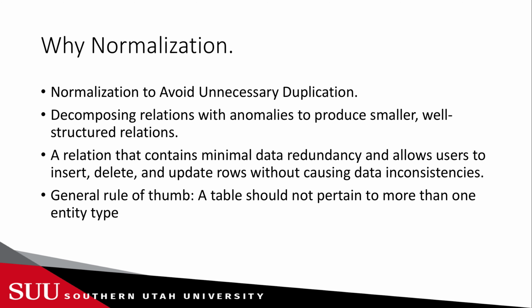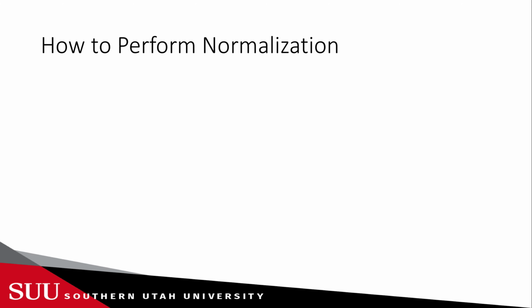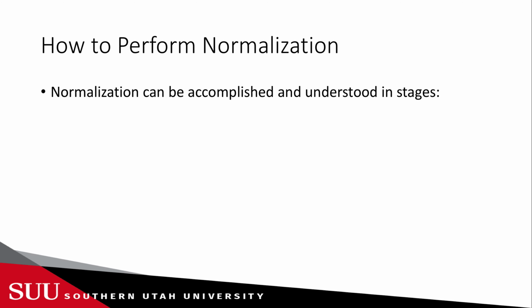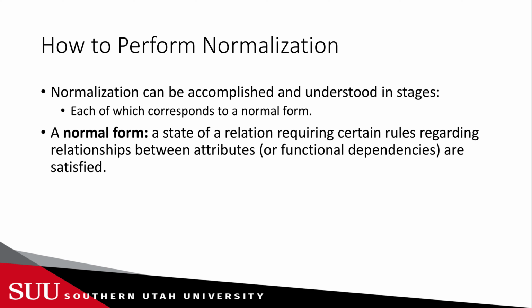So we've talked about normalization and why do we need it and why is it useful. How do we perform normalization? Now, it will be done in stages, and each of them will correspond to what we call a normal form. A normal form is a state of a relation or a table that requires certain rules regarding the relationships between the attributes or what we call functional dependencies. So we need to satisfy some functional dependencies.